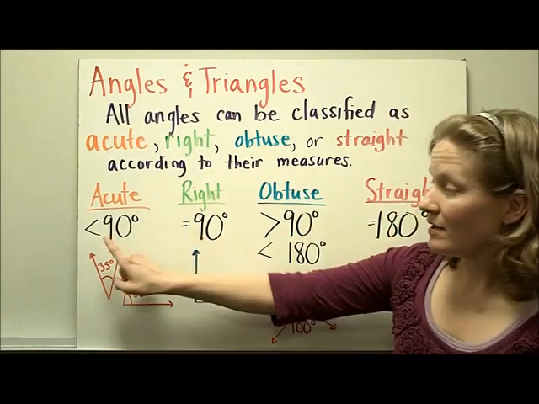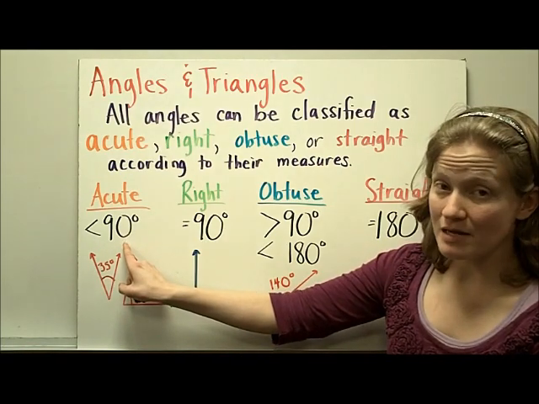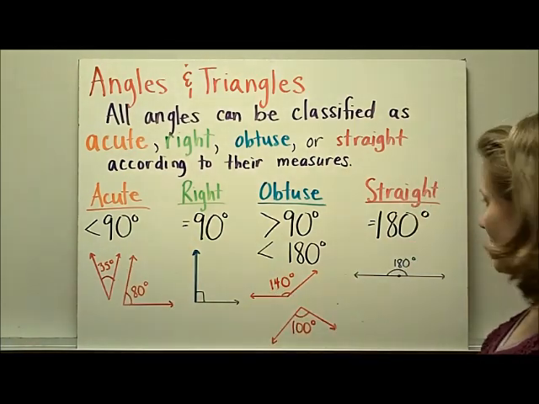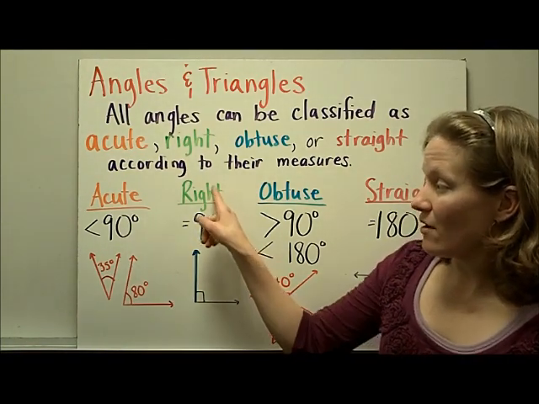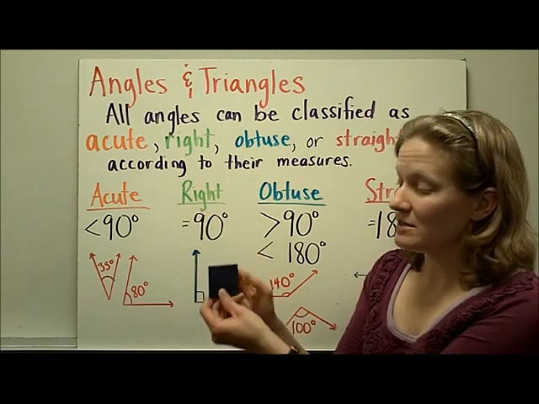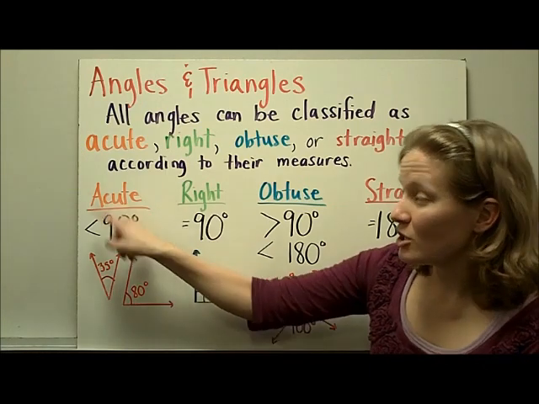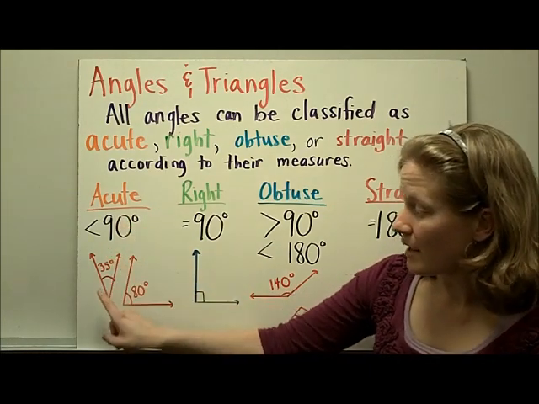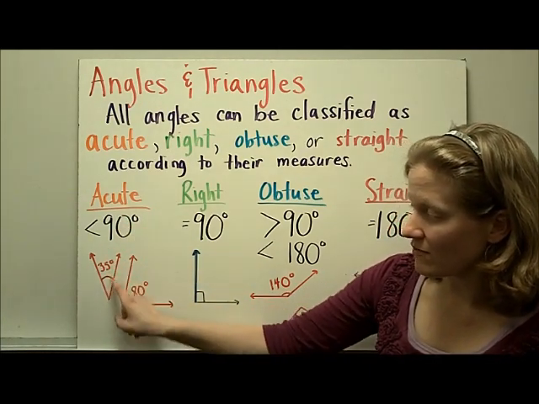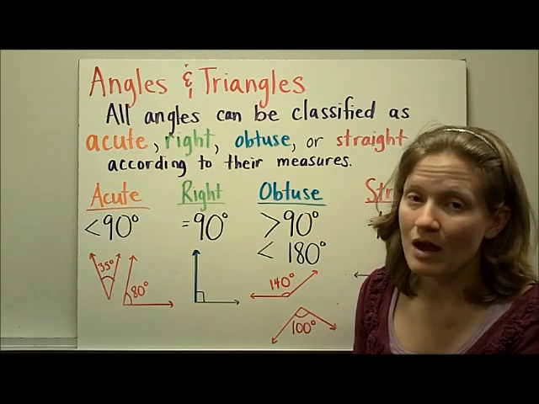An acute angle is less than 90 degrees. We remember that 90 degrees is a right angle, which is like the corner of a piece of paper or the corner of a square. So an acute angle is smaller than that. Here are two examples, a 35-degree angle and an 80-degree angle.